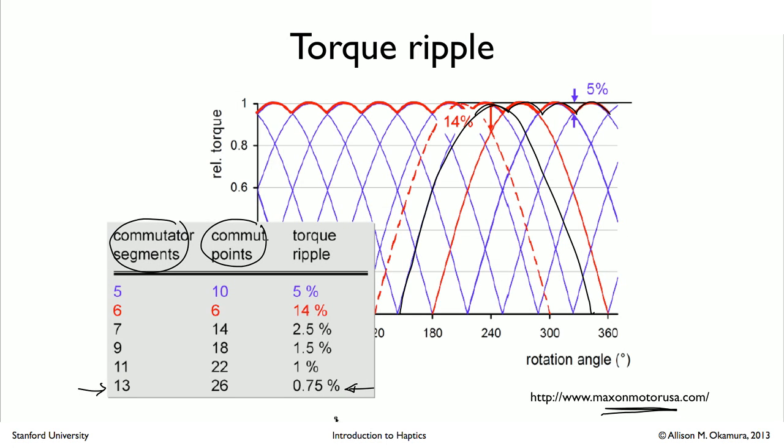But of course, that adds cost. And so we try to get the lowest price motor that we can for a haptic device that has low enough torque ripple that the user can't really notice it. Unfortunately, most motors have a lot of torque ripple, and motors that are good enough for haptics so that users can't notice and feel that torque ripple, they're pretty expensive, as we'll see in a little bit.